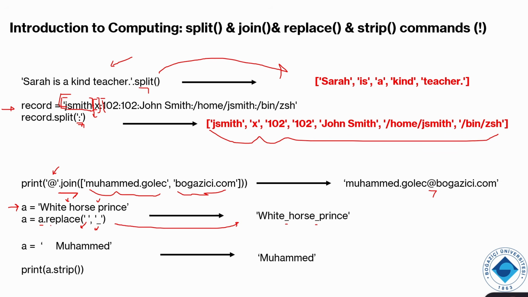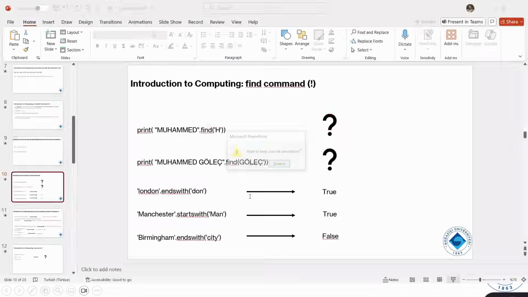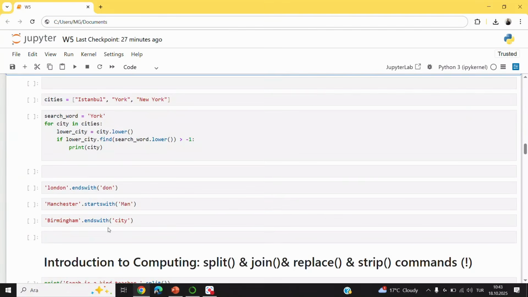Okay, so the last function, strip, removes leading and trailing spaces or specified characters from a string. As you can see, I defined my name with a big space, a big tab here. Then if I say a.strip, it's going to remove this space and define the string as it is. Let's go to Anaconda and see how it works again.